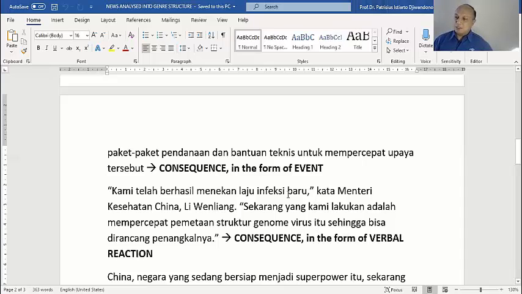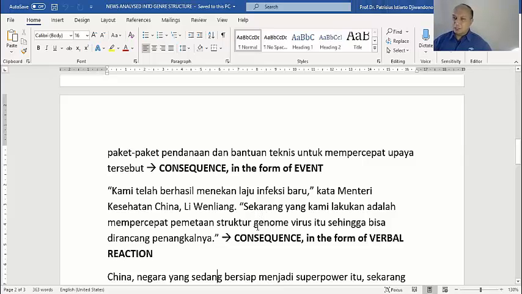Why verbal? Because this is in the form of somebody's utterance, somebody's comment. Here, an authority from the Ministry of Health. Because this is his or her utterances, then it is a verbal reaction. Because verbal, you know, it has something to do with speaking or writing. In this case, this is speaking, a verbal comment made by an authority. And why is this a consequence? Because this is caused by the main event described before.